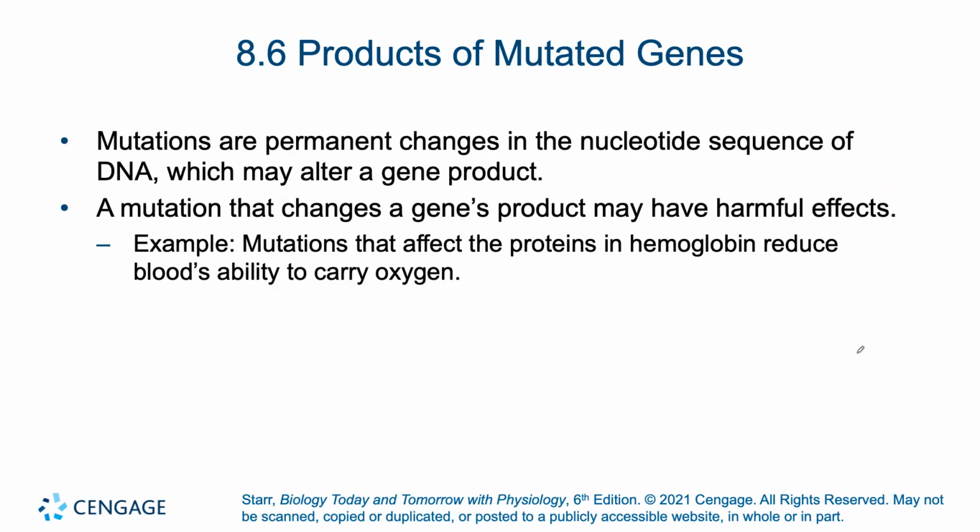Mutations are permanent changes in the nucleotide sequence of DNA, which can change a gene product. It can be a good or a bad or a neutral change. And here we're referring to reproductive success, right? A mutation that changes a gene's product can have a harmful effect. One example, mutations that affect proteins in hemoglobin can reduce the blood's ability to carry oxygen. And an example of that is sickle cell anemia.